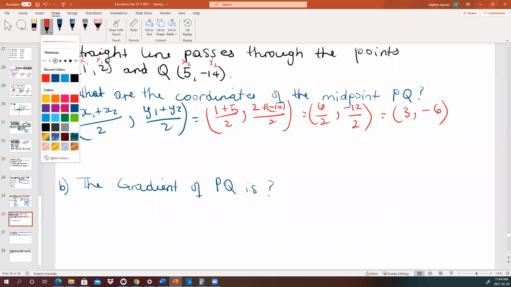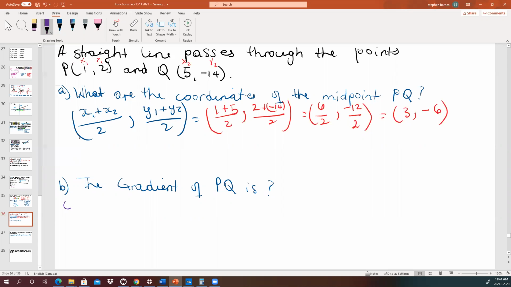Okay. The second part of the question now asks you to find the gradient of PQ. And we know the gradient is equal to y2 minus y1 over x2 minus x1, right? And we've identified y2 and y1. So this is negative 14 minus 2 over x2, which is here 5, minus x1, which is 1.